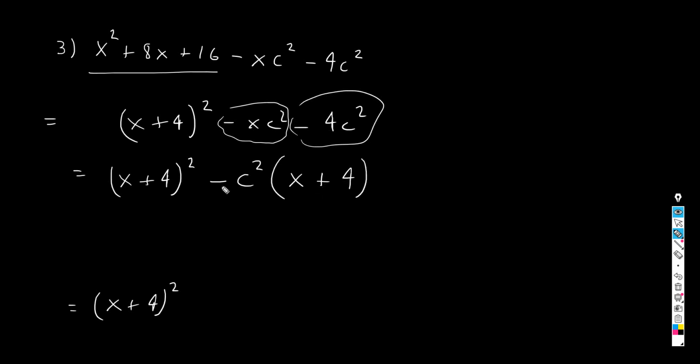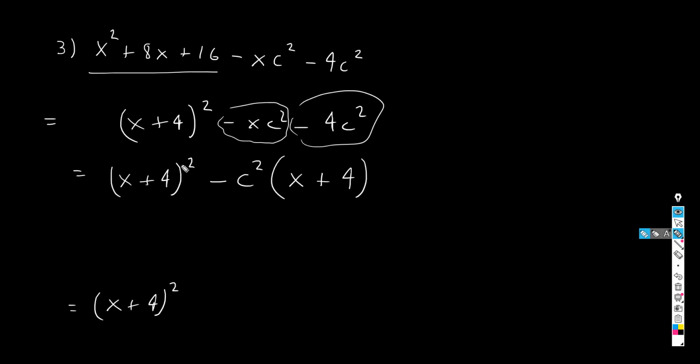Why plus? Because we already have a minus here. So you have to pay attention to what you're doing. Minus c squared times plus 4 will give me minus 4c squared. Okay, so we now have this expression.